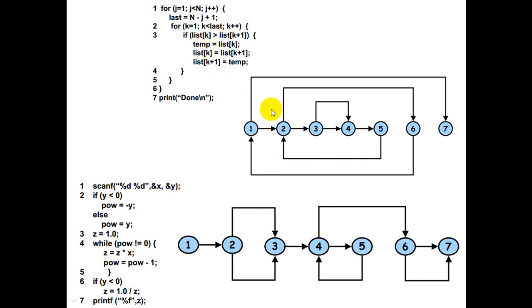Next one, number of bounded areas plus 1. So this is one bounded area from here. This is second bounded area, and this third one. 3 plus 1 is equal to 4. And this is another example.